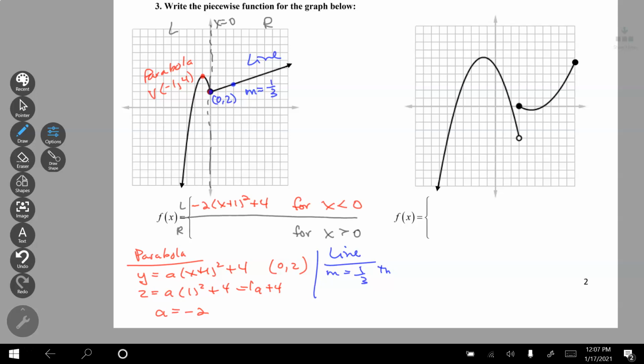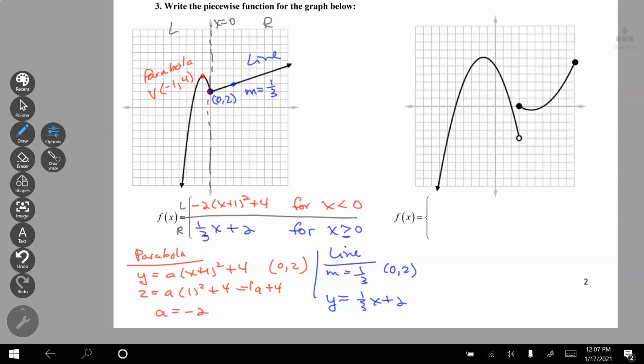And it goes through the point 0, 2, which is a y-intercept, so I could just use y equals mx plus b, or 1/3 x plus 2. So this is 1/3 x plus 2 is my equation. And I'm going to do that for x is greater than 0. And since there's a solid dot here at 0, 2, and both graphs have 0, 2 on them, it doesn't matter which one I pick, where I put the equal sign for the 0. I could do it with the red or the blue, because I'm just going to choose the blue now.